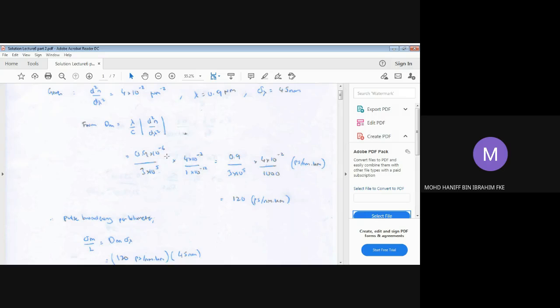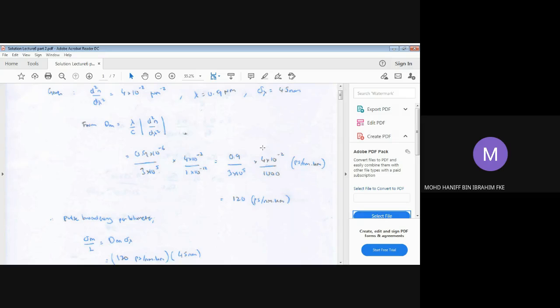This is in micrometer, so I put it in meter now. This is in kilometer. This is 4 times 10 negative 2, so 1 times 10 negative 12 in meter. So this value and this value can be cancelled out. What we have here basically is in micrometer, but we need to convert it into nanometer. So that's why we have 1000.